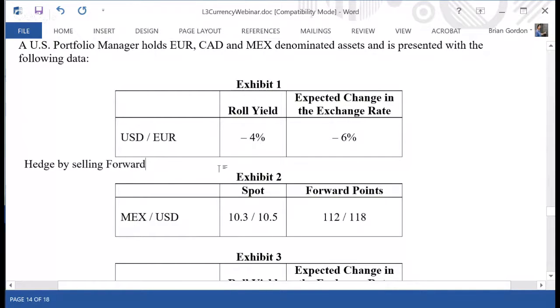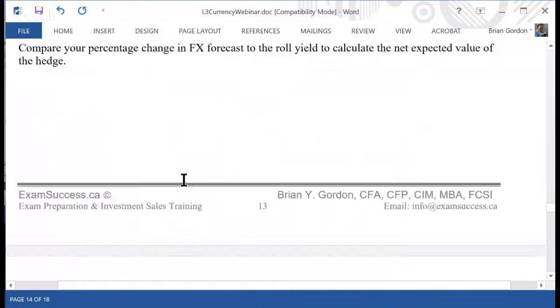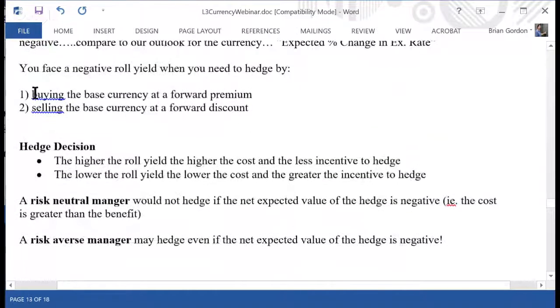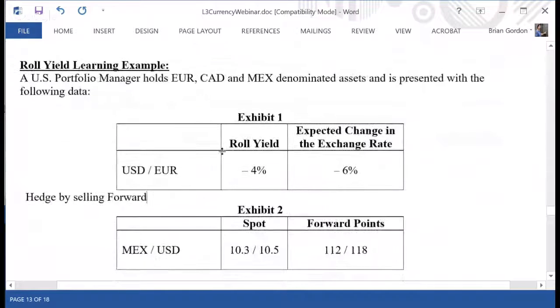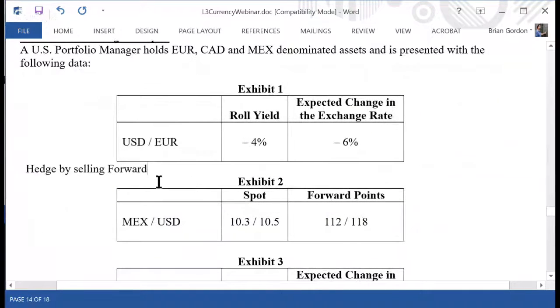It's negative. I know it's negative because we're expecting this forward to depreciate. The forward's trading at a discount. So if you want to put together the statements on the previous page here about selling the base currency at a forward discount, we've got it. But let me just stick with this Exhibit 1 here. So we're going to hedge by selling the forward, and here it is. The cost is 4%. We're going to lose 4%, but this is going to save us from losing 6% on the currency. That's what this tells us. This tells me that the euro, because it's in the base, is going to go down by 6%.